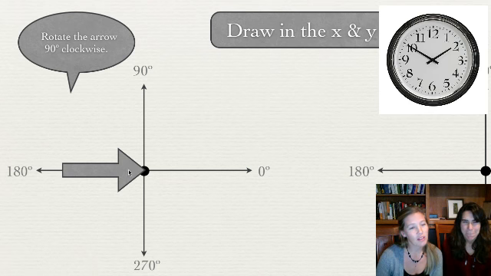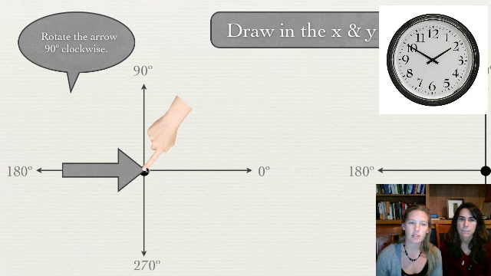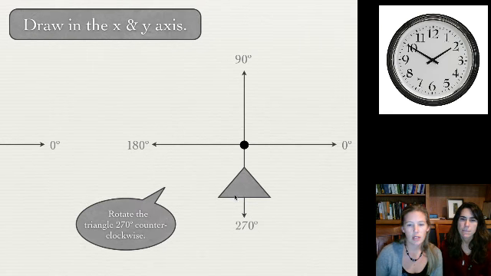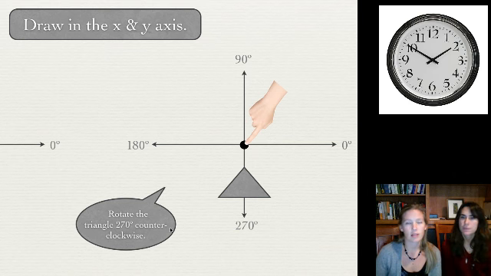So start with this arrow, and then you are going to be rotating that arrow 90 degrees clockwise. And remember, this little finger here is to help you remember. You can put your little finger on there and make sure that it stays there. And then the second one, rotate this triangle 270 degrees counterclockwise. Don't do what I said. Do what this says.